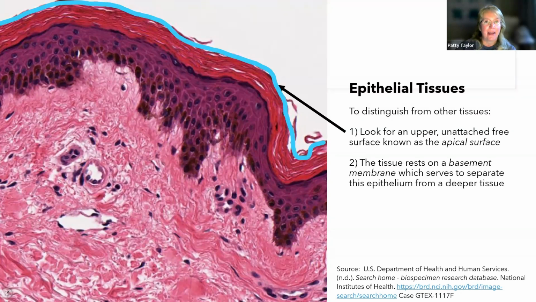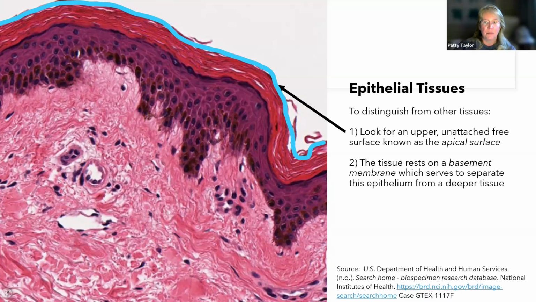So to distinguish an epithelial tissue from any other tissue type, we look for two things. First, that upper free layer or upper free surface is called an apical surface. Apex means the top point. Well, here it means the most upper region of your epithelium, and that is the free surface. Nothing is attached to that free surface. Oftentimes in these tissue pictures, you'll see a white space beyond the apical surface.